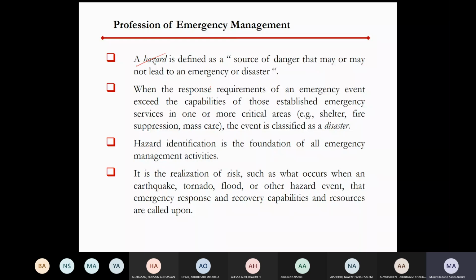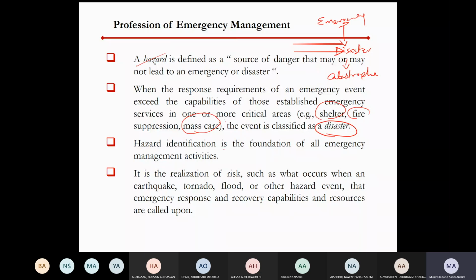For example, when you have an emergency happening or a disaster, and it exceeds the capability of those that are supposed to handle it, like the civil defense, they're not able to provide things like shelter, or they're not able to suppress fire, to control the fire, or they cannot control the crowd or take care of mass crowds. We classify this kind of event as a disaster. So basically, we're coming from emergency down to a disaster. And we're going to come later on to a bigger one, which we call a catastrophe, which is greater than a disaster.